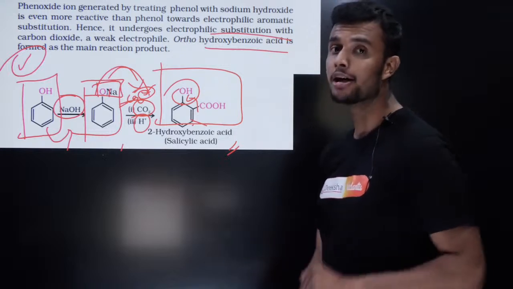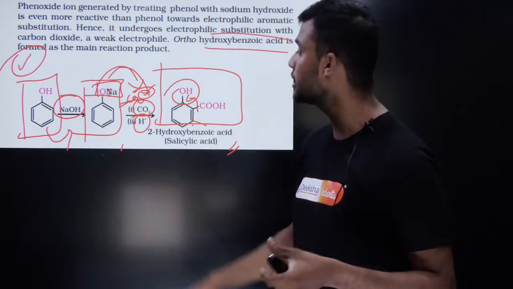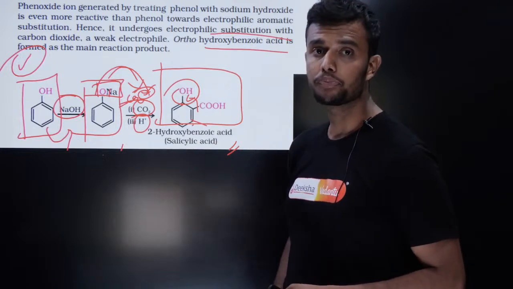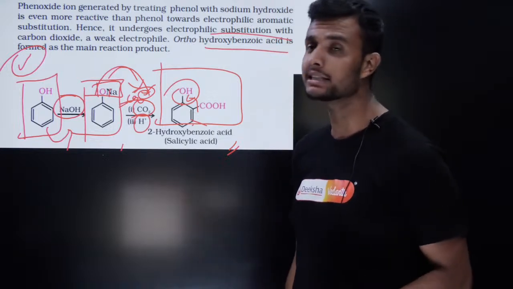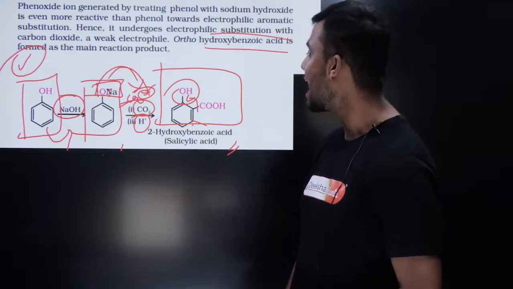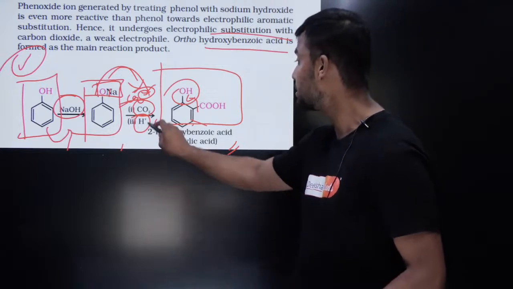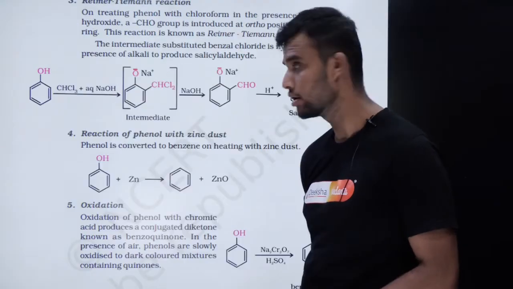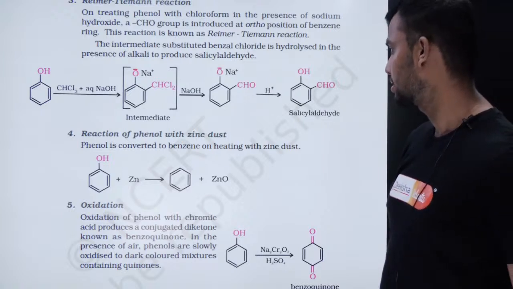I explained once: phenol is fused with NaOH or alkali or sodium hydroxide, which forms sodium phenoxide ion. Further, it undergoes electrophilic substitution reaction with carbon dioxide molecule, which yields ortho-hydroxybenzoic acid. And here another step is there, H plus protonation also happens. Okay, my dear students. Next, move on to the Reimer-Tiemann reaction.